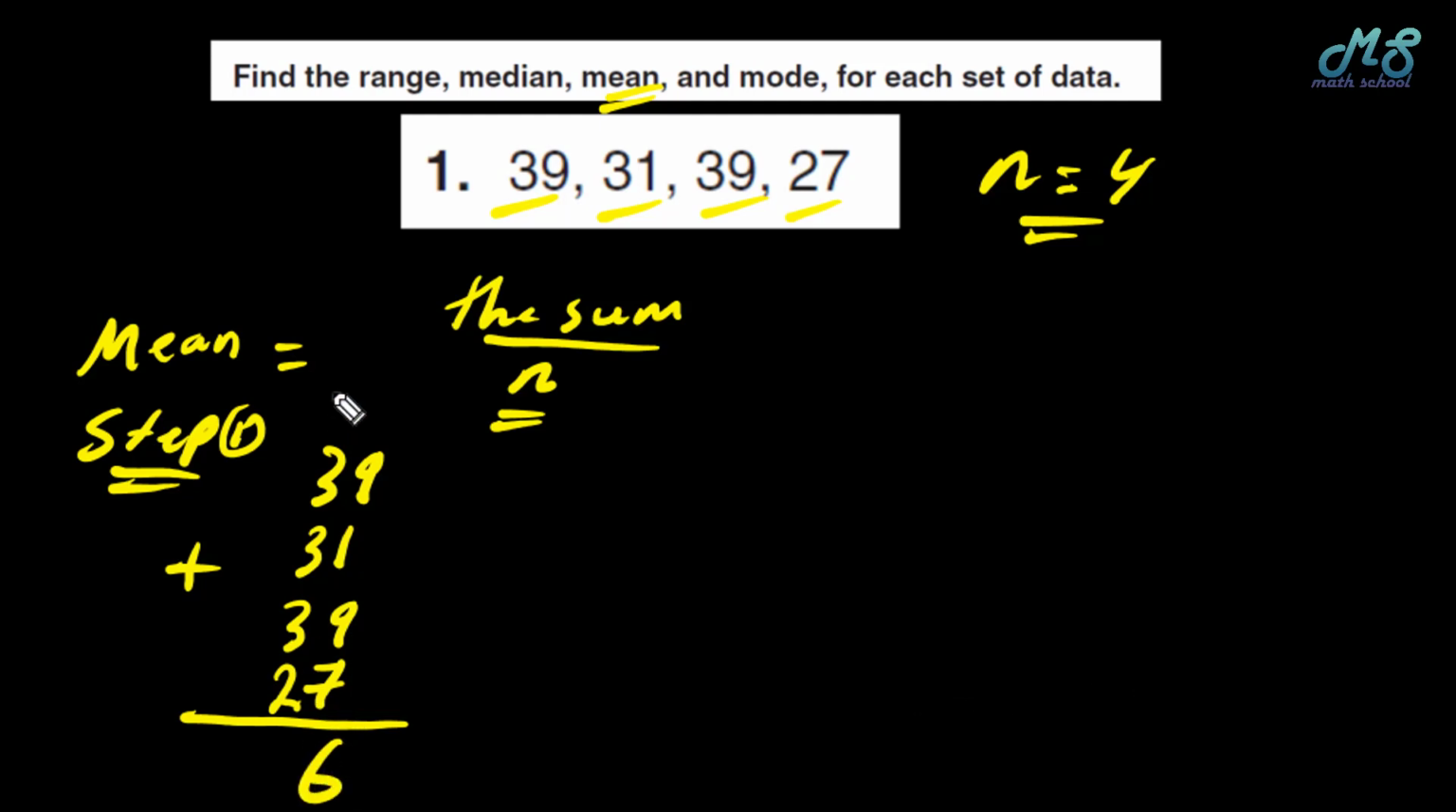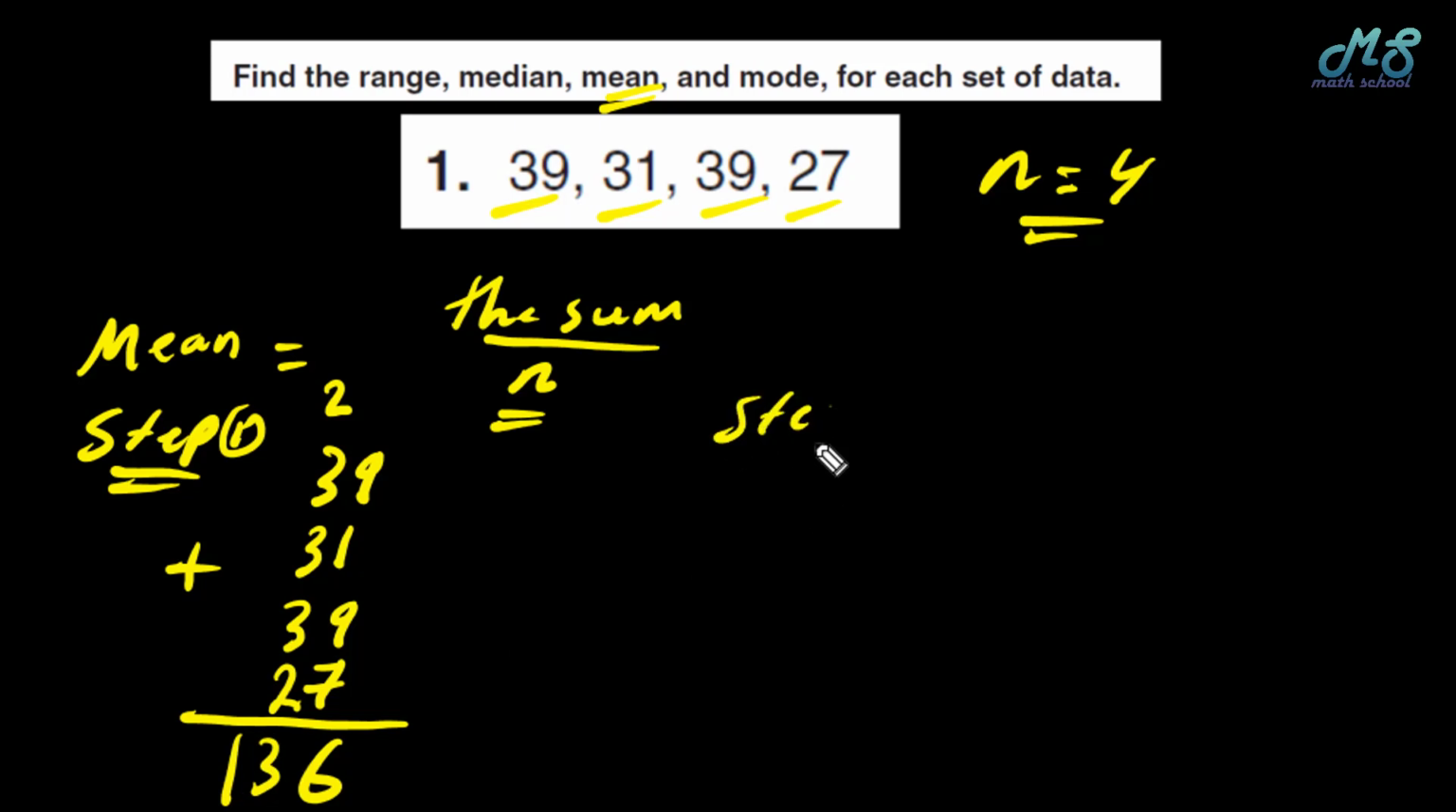Write 6 and carry 2 over 3, it will be 5. 5 plus 3 equals 8. 8 plus 3 equals 11. 11 plus 2 equals 13. Now the sum of all values equals 136.